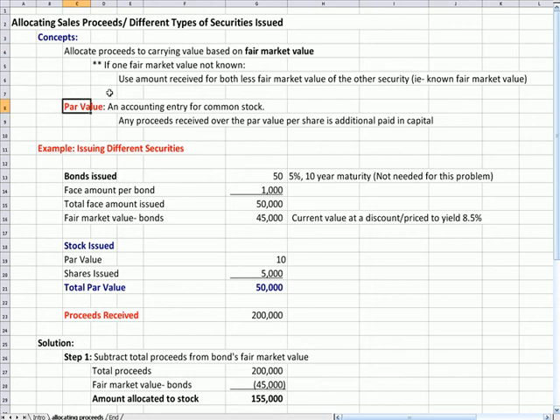There's another concept that I need to mention here, which is par value, and par value is simply an accounting entry for common stock. It doesn't have a lot of meaning beyond that. What's important, though, is that any proceeds received over the par value is considered additional paid-in capital. So if I issue 100 shares at $1, the par value would be $1 par times 100, or $100, and that's the value I would assign to common stock. It's the par value multiplied by the number of shares issued.